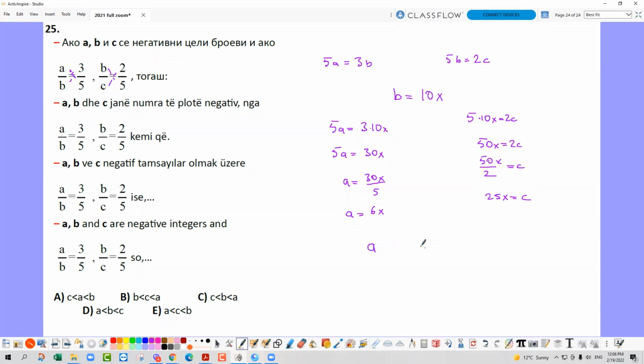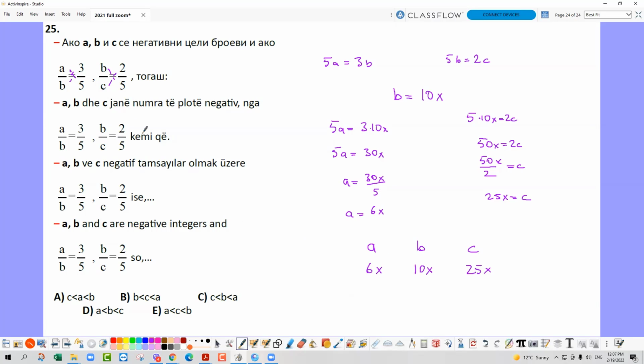So if we write A, B, C here, A is 6x, B is equal to 10x, and C, we found, is 25x. Whatever the values, A is related with 6, B is related with 10, C is related with 25. This is the first part. And if I put 2, let's say, this is going to be 12, this is going to be 20, this is going to be 50.